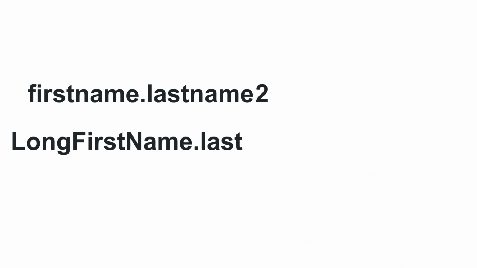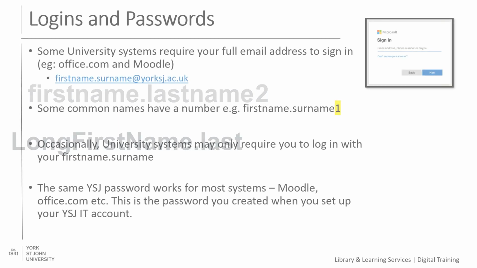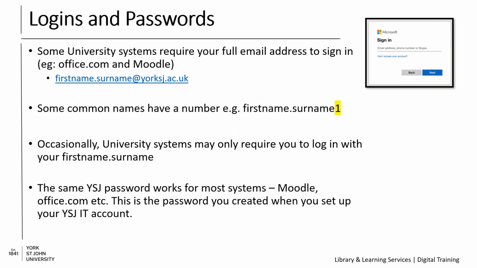Some of our systems only require the name part of your login without the @yorksj.ac.uk. Whichever login name you need to use, the password will be the same. This will be the password you created when you set up your York St John IT account. If you're having issues with your password, don't rely on a stored password, type it from scratch. And if you're still having issues, contact the Hub.